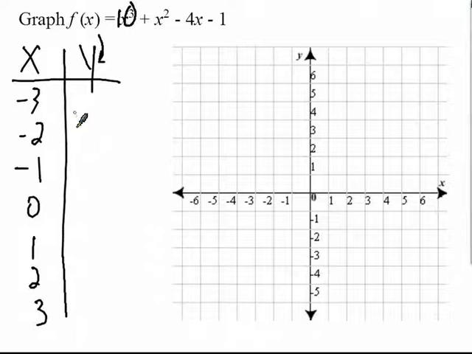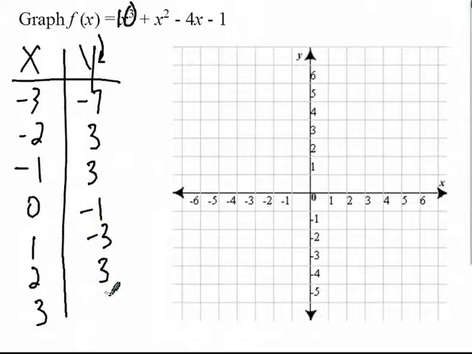Okay, now that you're back, let's just go ahead and talk about these numbers here. If we plug in a -3, we should get -7. If we plug in a -2, we should get 3. If we plug in a -1, we should get 3. 0 is -1. 1 is -3. 2 is a +3. And 3 is a +23.